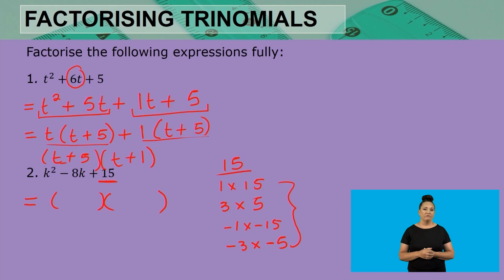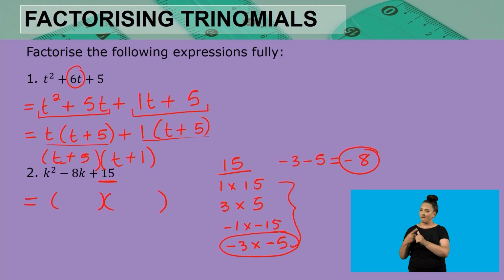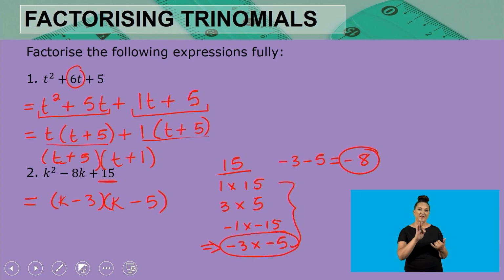And when we look carefully, that last pair there, because if I say negative 3 minus 5, that does give me a minus 8, which is exactly what we are looking for. So what are we going to do? We're going to open two brackets, then we are going to place k in each of the brackets, and the second term in each of the brackets is going to be that pair that we have chosen there. So that is going to be a minus 3, and then a minus 5. And that is how we factorize those quadratic trinomials.